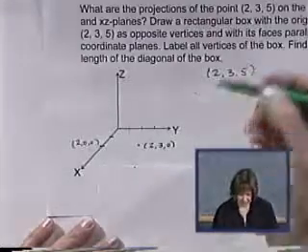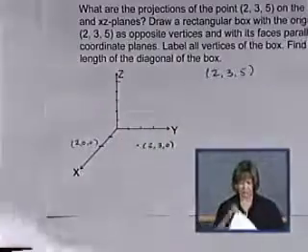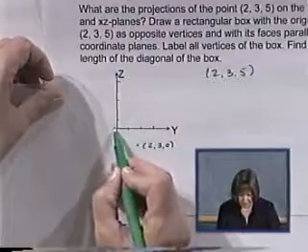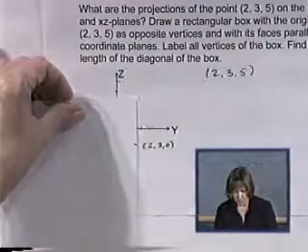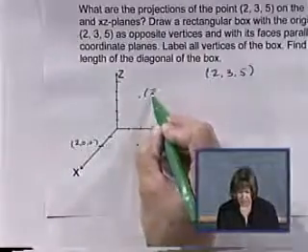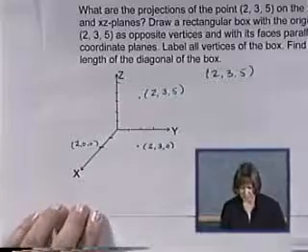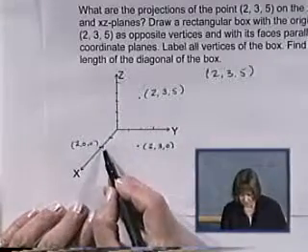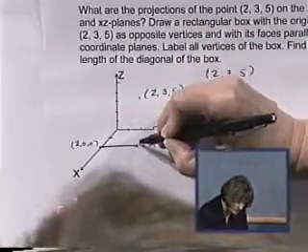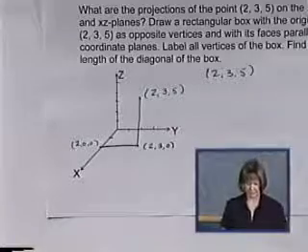Now we've got to go up 5. Well, let's see. 1, 2, 3, 4, 5. That's 5 units for the Z. So let's say this is about 5. So I want to go 5 units up in the Z direction. And here's the point 2, 3, 5. Notice we went in the X direction first, then we went in the Y direction, and then we went up in the Z direction. And that's the point 2, 3, 5.